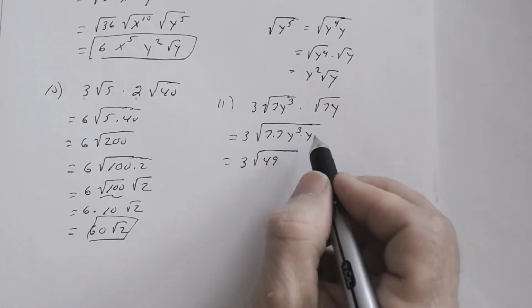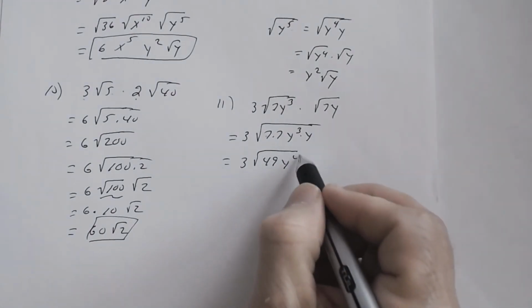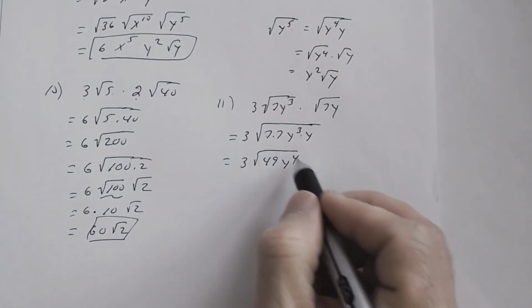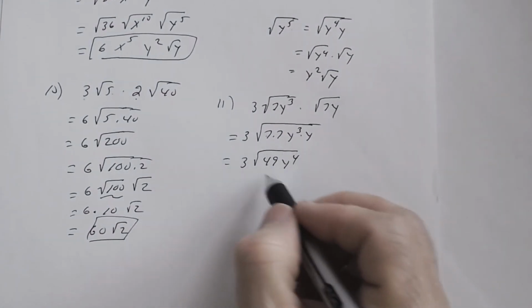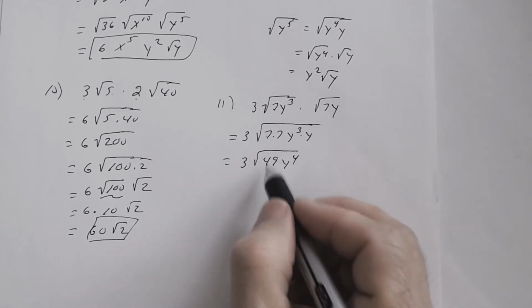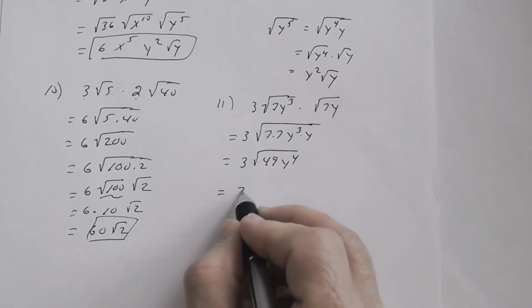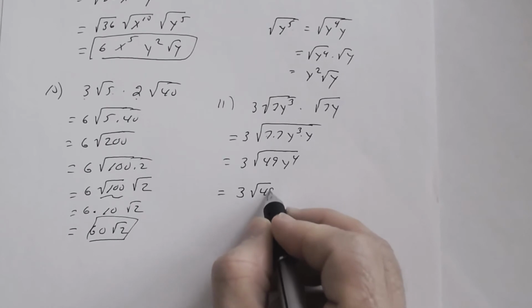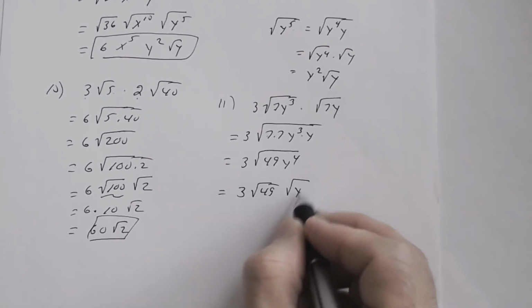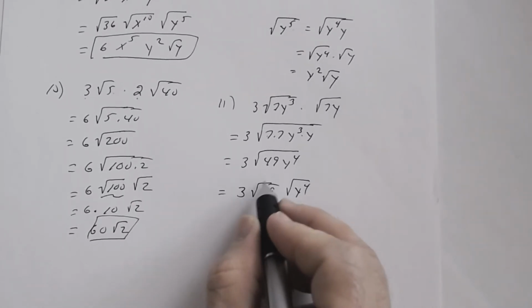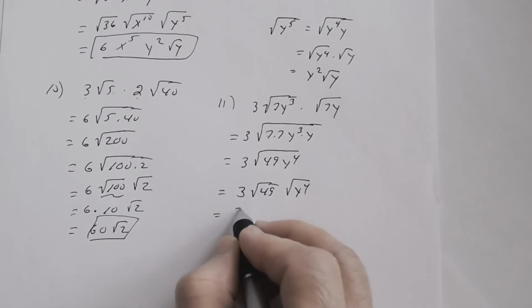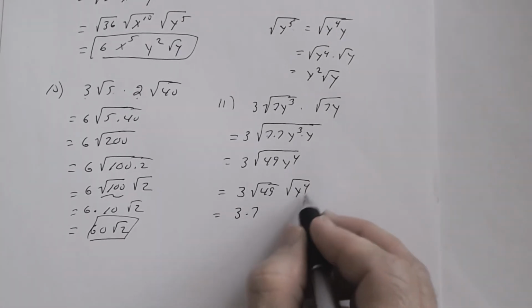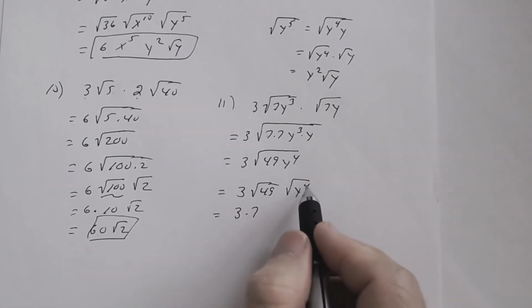Y to the third times y is y to the fourth. And now I'm going to use the product rule again on here to rewrite this, because I need to simplify this as much as I can. So I get 3 times the square root of 49 times the square root of y to the 4th. And then the square root of 49 is 7, so I get 3 times 7. And then notice this is even, right? So that's the easy kind.